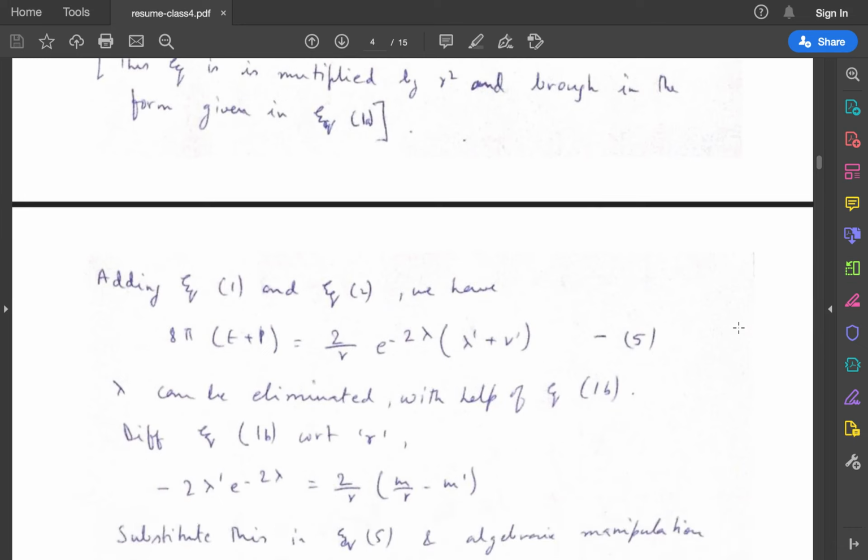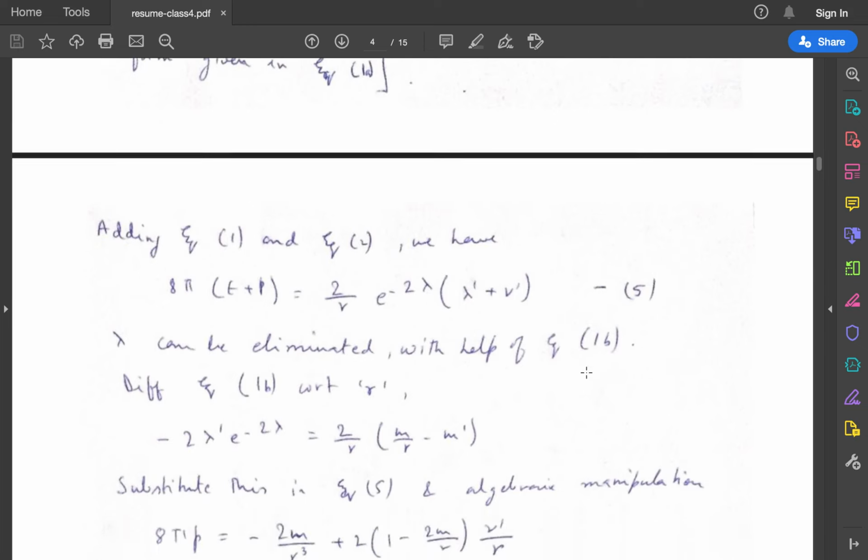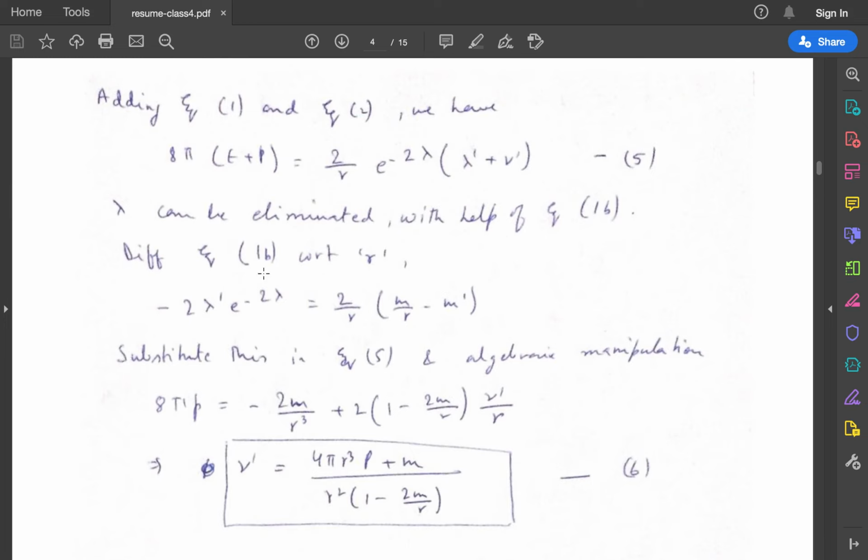What we do is add equation 1 and equation 2, and adding them gives this equation: 8 pi (epsilon plus p) equal to twice by r e to the minus twice lambda (lambda dash plus mu dash). So lambda dash can be eliminated with the help of equation 1b. Differentiating equation 1b with respect to r, we have this equation, and if I substitute this in equation 5, after a bit of algebra, which is not much, you will get this relation.